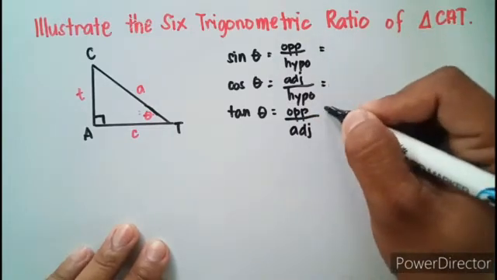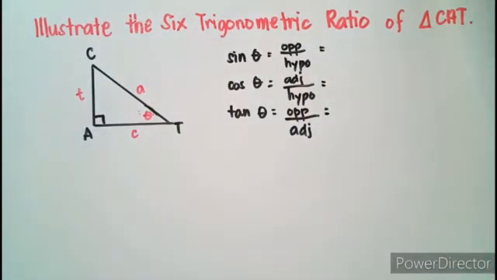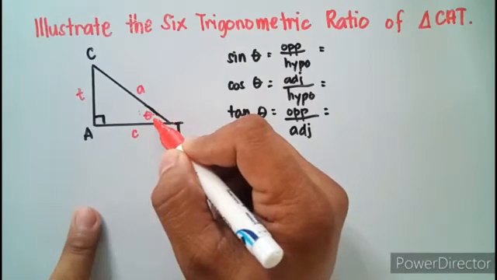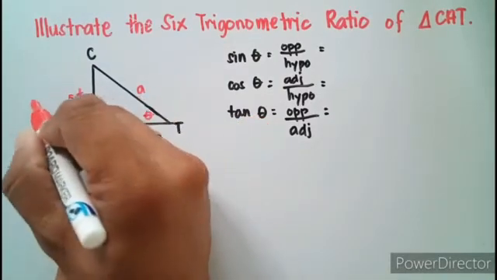Now, to substitute the parts of the triangle, let us name our sides. So this is our reference angle. Therefore, our T is the opposite.